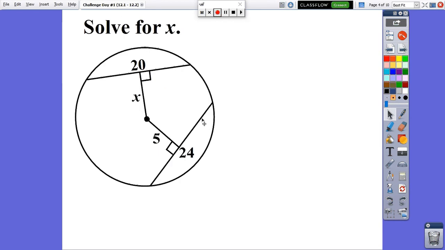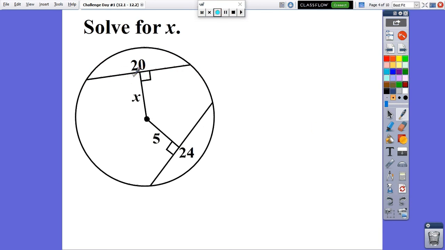Very similar to the first one. All right, here's the third problem. Solve for x. So here's x. Notice x is one of those things where it is the shortest possible distance to this chord of length 20. How do I know it's the shortest possible distance? Because of the 90-degree angle.